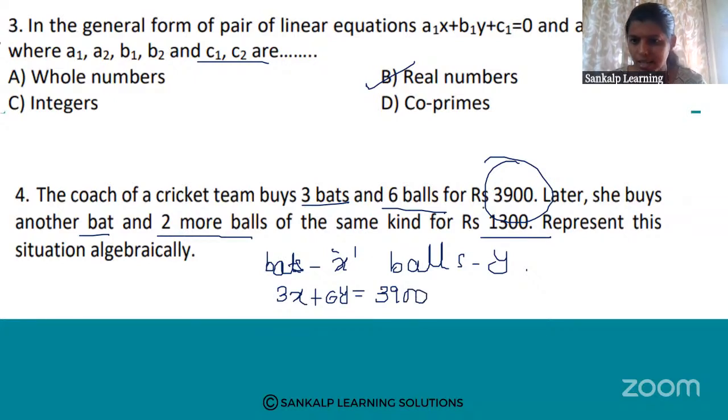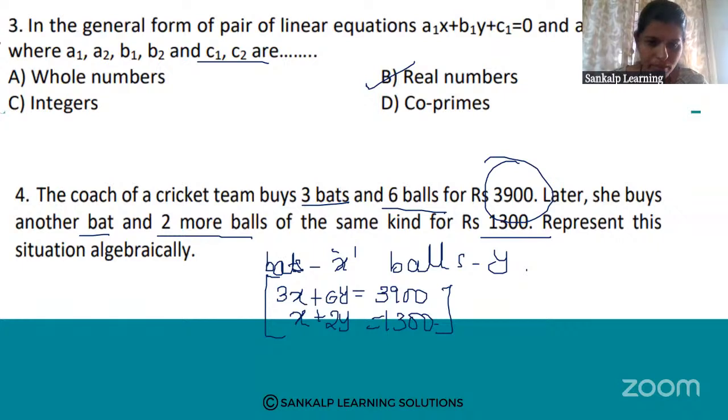Next, later she buys another bat. Another bat means how many bats are there? Only one bat. That means x plus two more balls, that is 2y, is equal to 1300. So this is the algebraic representation of the situation.